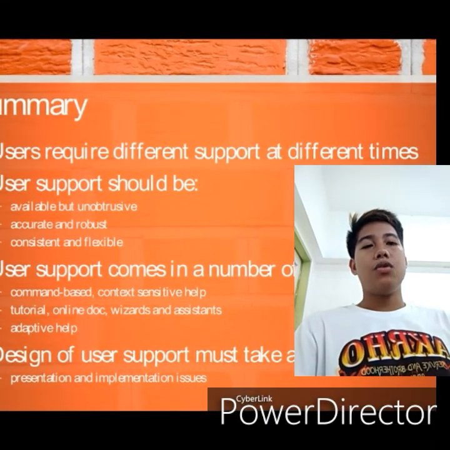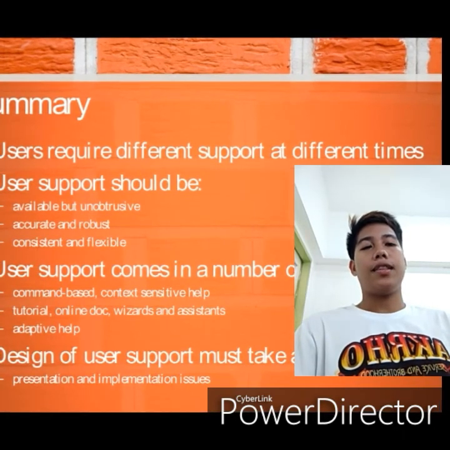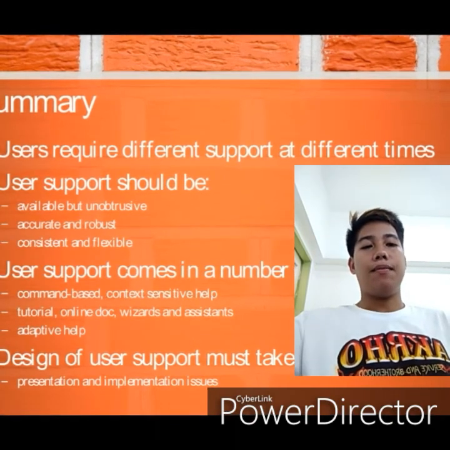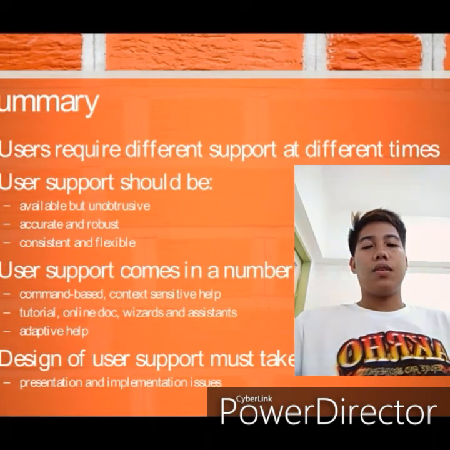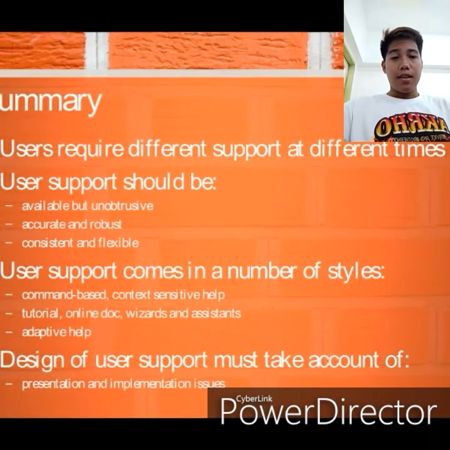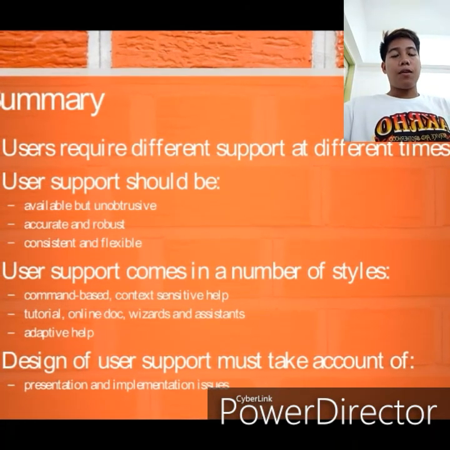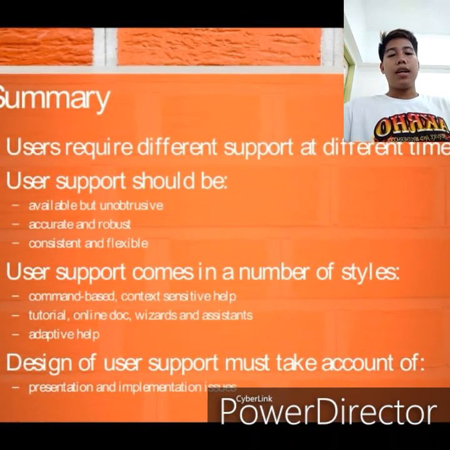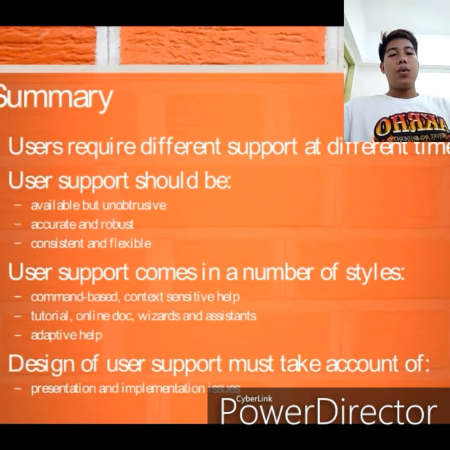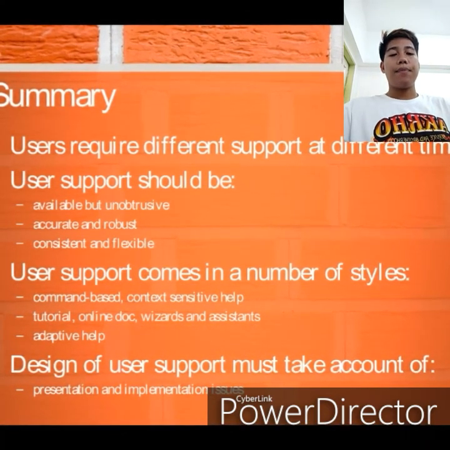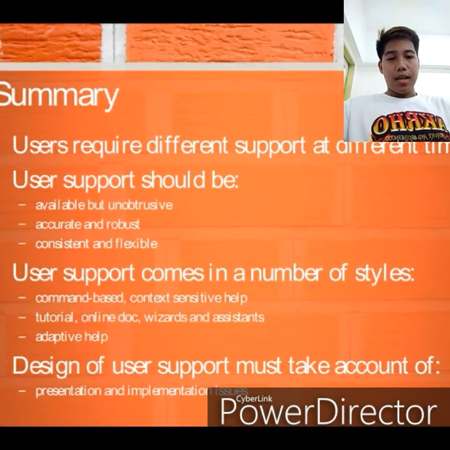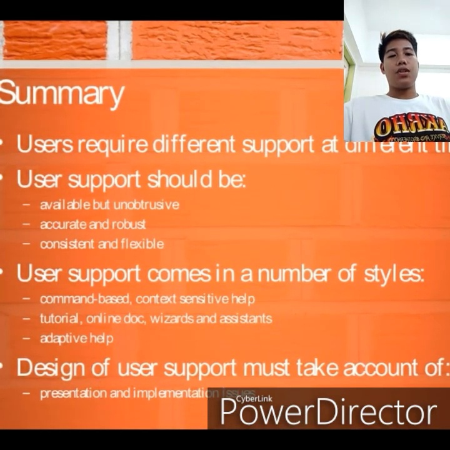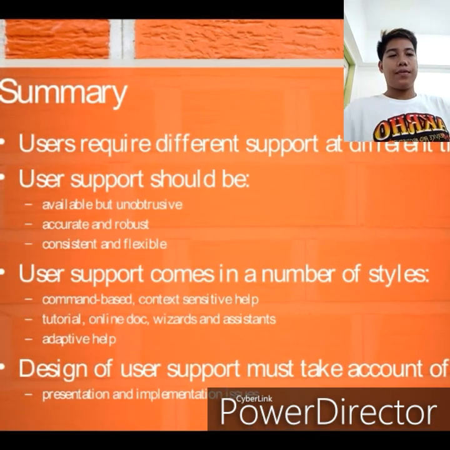Summary. Users require different support at different times. User support should be available but unobtrusive, accurate and robust, consistent and flexible. User support comes in a number of styles: command-based, context-sensitive help, tutorial, online documents, wizards and assistants, adaptive help. Design of user support must take account of presentation and implementation issues. And that's all. Thank you for your attention.